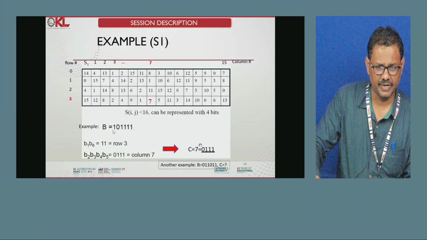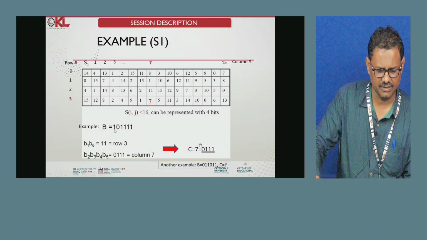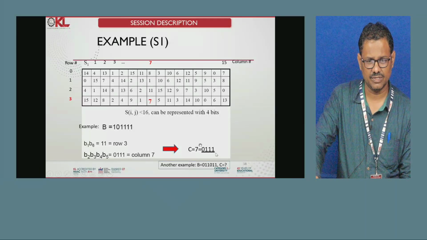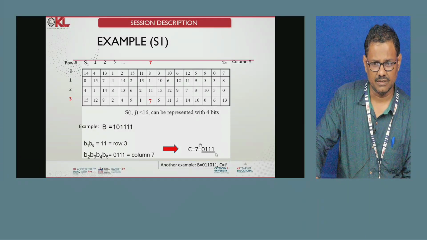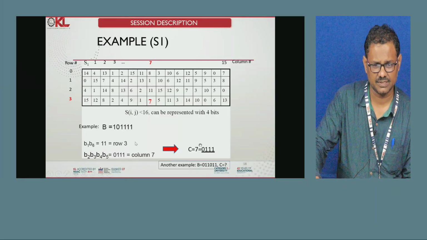This is the example. The bits are 1, 0, 1, 1, 1, 1. What is B1 here? B1 is 1. Next, B6 is 1. So B1, B6 is 1, 1, which means the third row. B1, B6 always indicate the row, and the remaining bits act as the column. What is the column value? 0, 1, 1 means 7. So the third row, column 7 gives C equals 7, that is 0, 1, 1, 1. This is the example of how to use the S box. By using the S box, we find the row and column for a particular bit string.